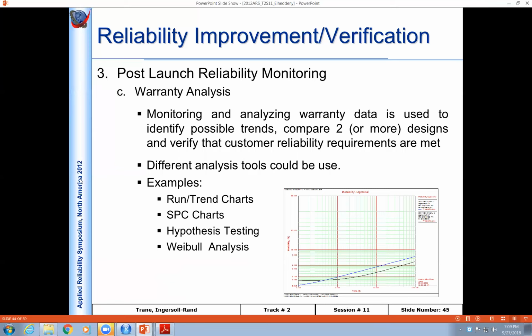And then warranty analysis. You have to always look at your warranty, how many field returns. You do statistical analysis, you do run charts, SPC charts, variable analyses, whatever. You try to compare before the design was released versus after the design was released, or before with the old supplier versus the new supplier. You always want to make sure that you're going in the right direction. You do not want to just go save money by going to a really cheap supplier and lose on the warranty cost, for example. Okay.